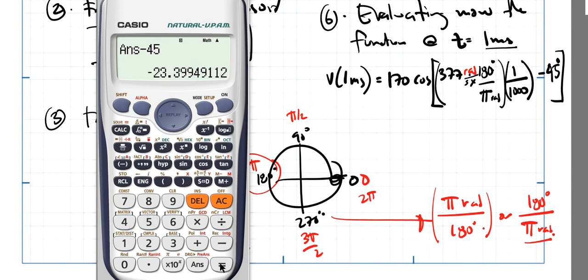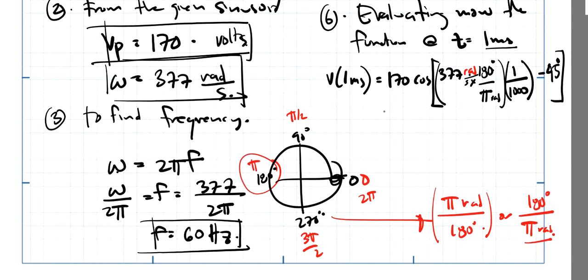Negative 23, and then we take the cosine of the answer, that's equal to 0.91, and then times the value of 170. 170 times the answer, and we have 156. This is equal to 156.02 volts.